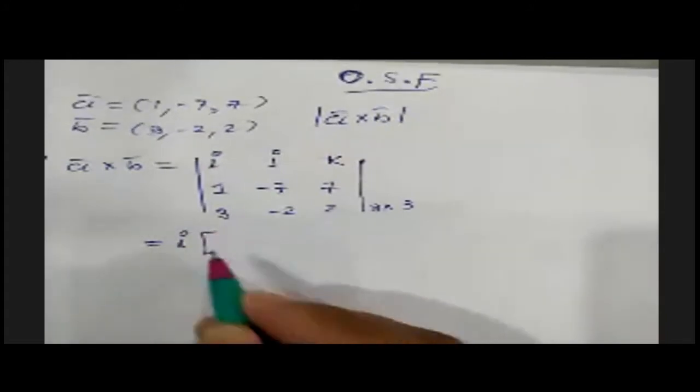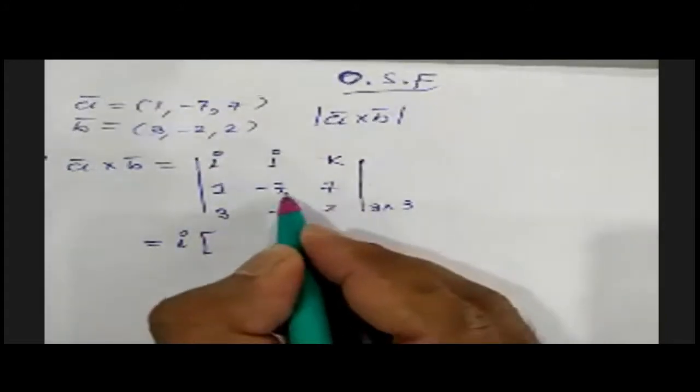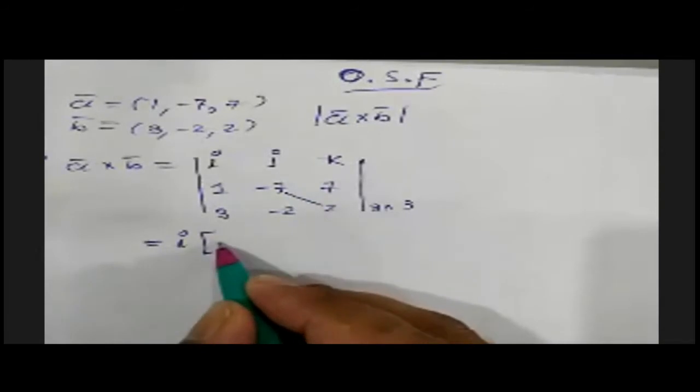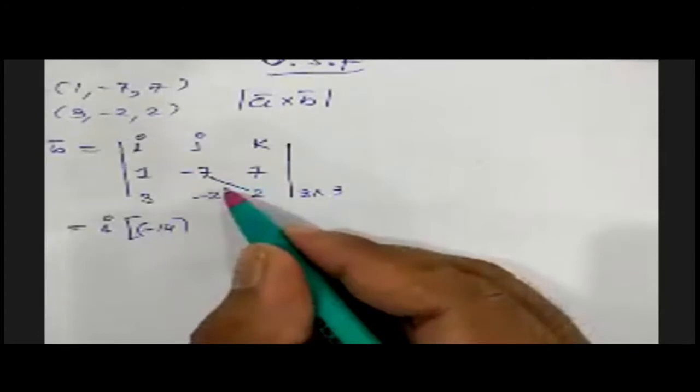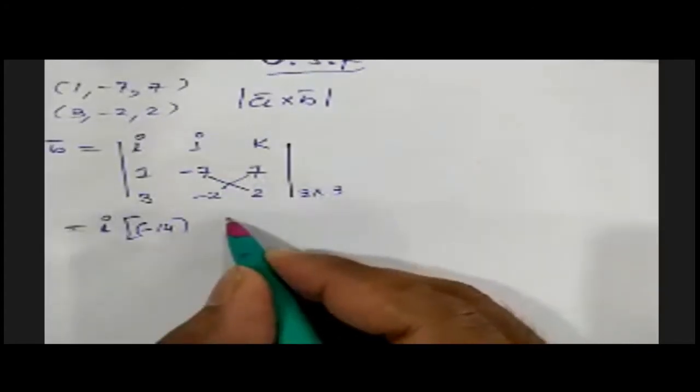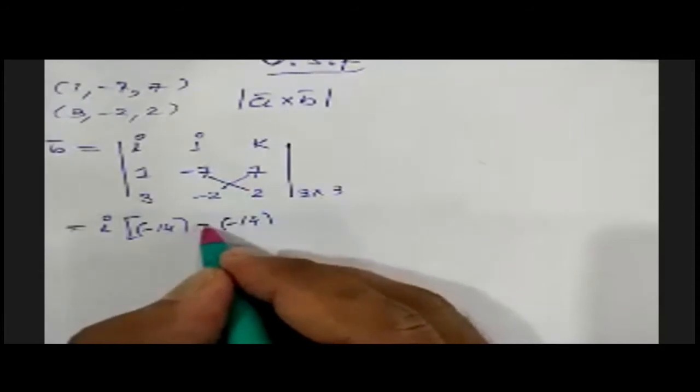So I as it is: multiplication of the principal diagonal, 7 times 2 is 14, after that multiplication of the secondary diagonal, which is minus 14. Between the principal diagonal and secondary diagonal there is a minus sign, so we have principal diagonal minus secondary diagonal. In the same way, let's find J. For J, we write minus J.